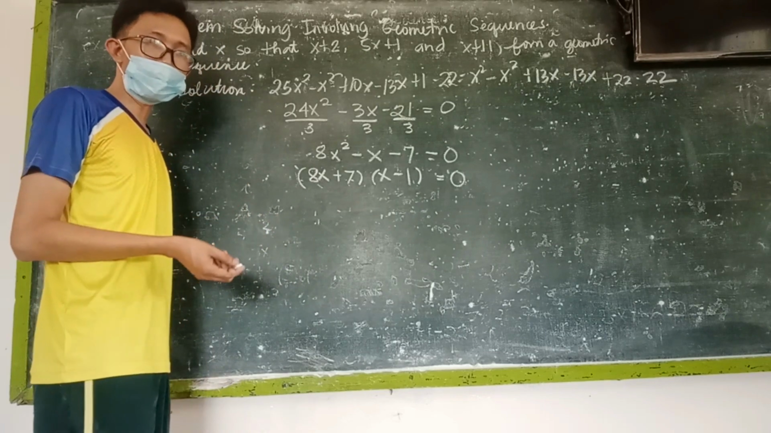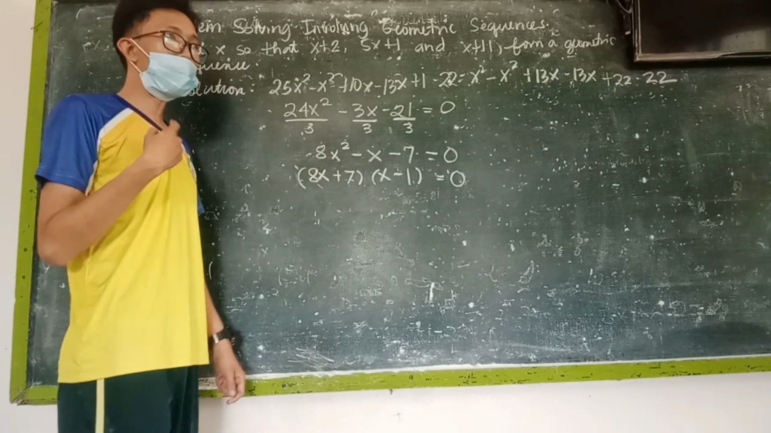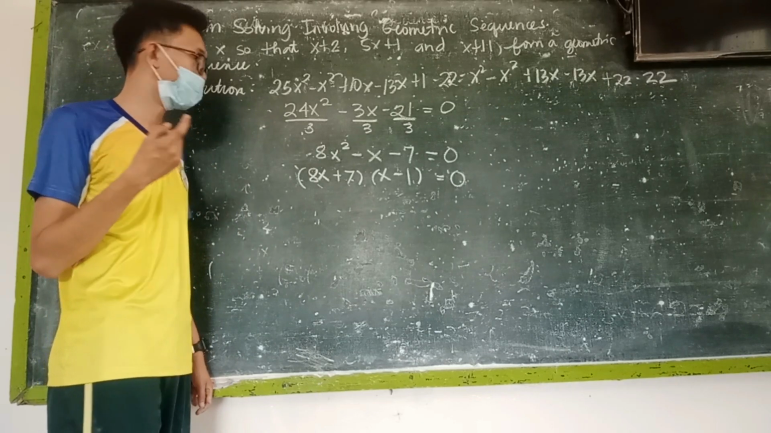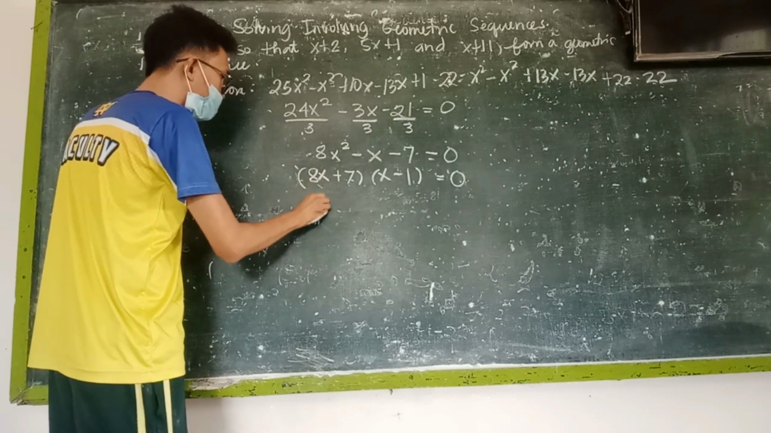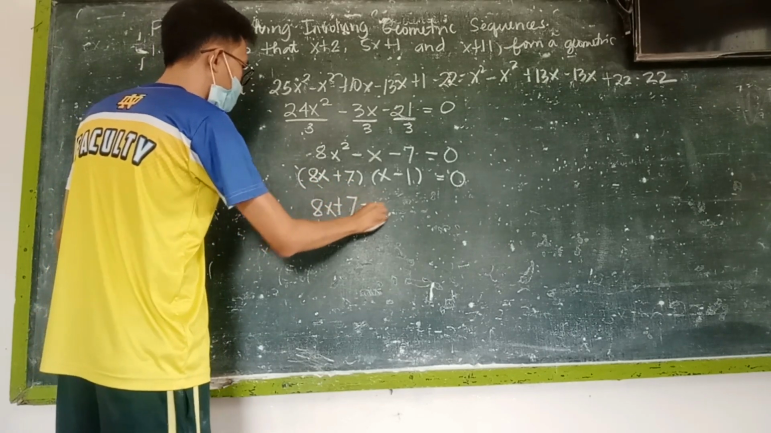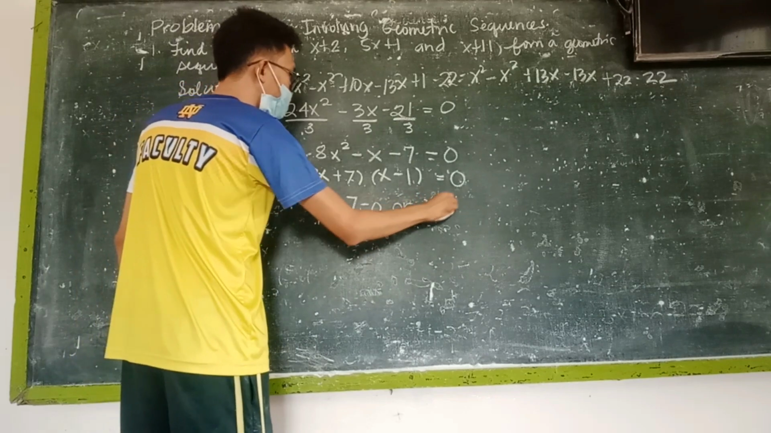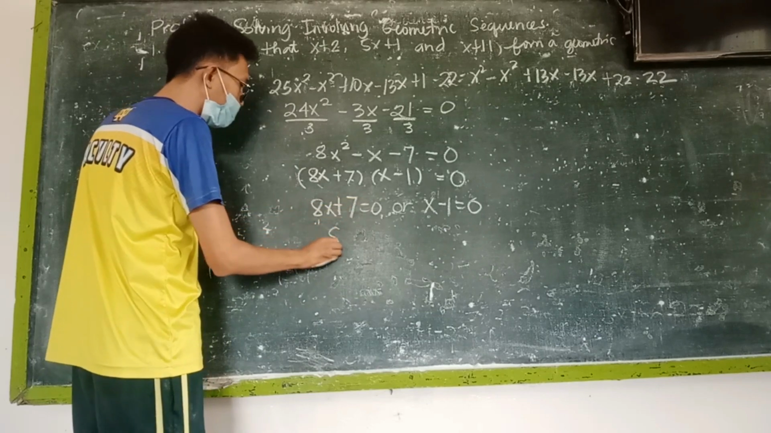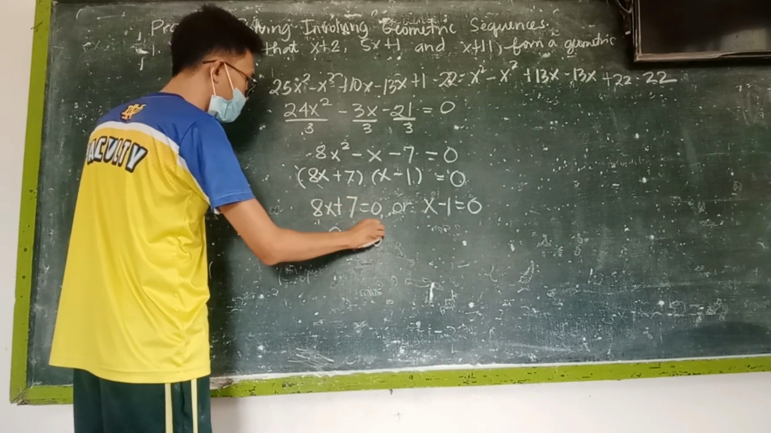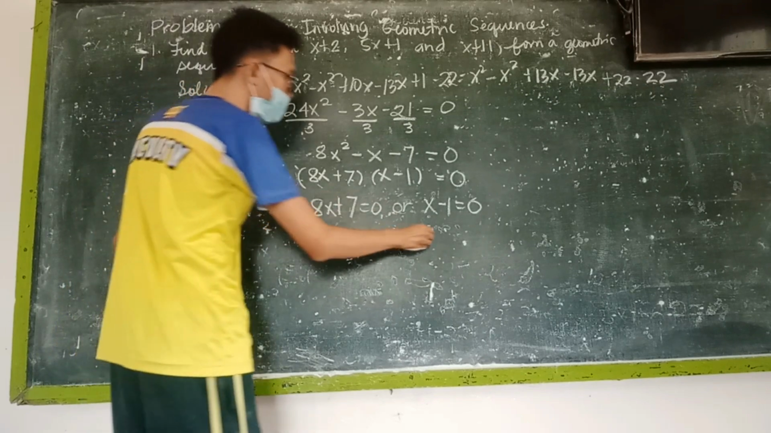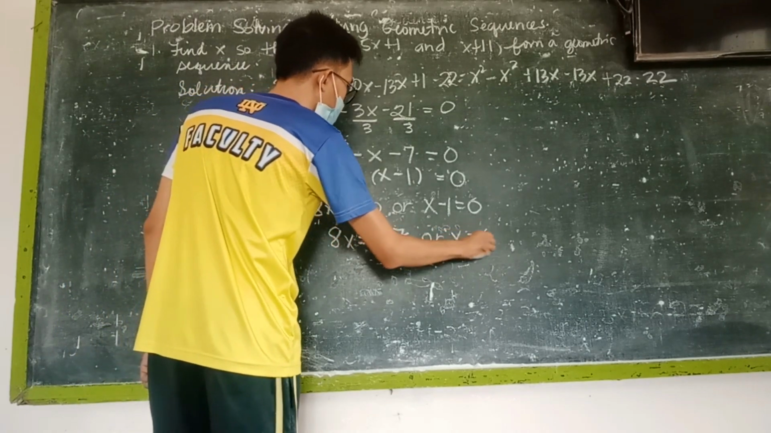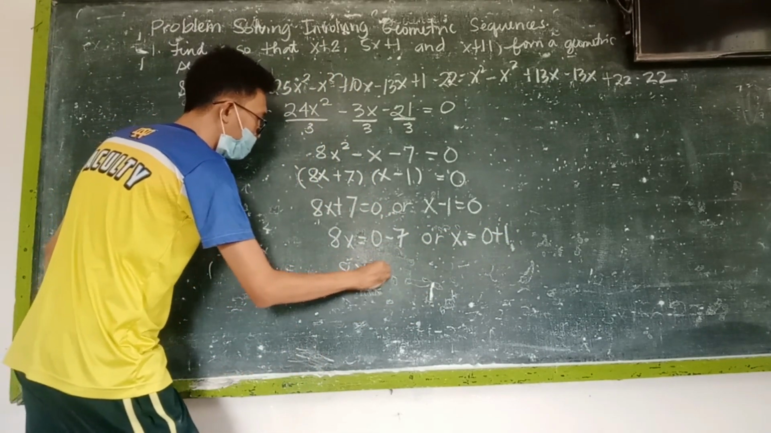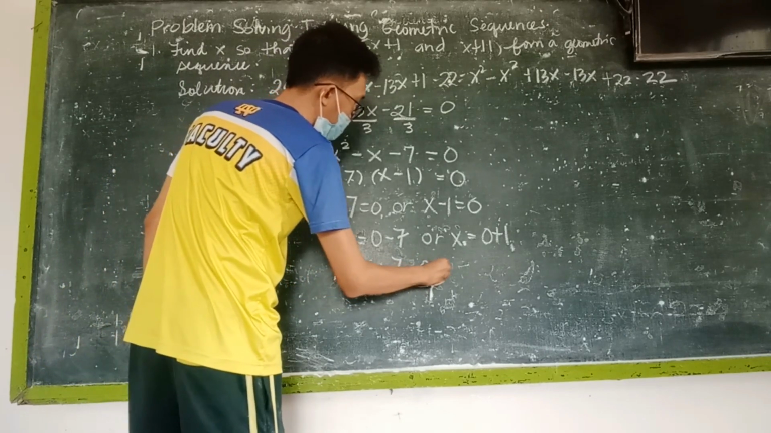So, by zero property, ibig sabihin, if A is equal to 0 or B is equal to 0, then AB is equal to 0. So, ito, i-equate natin sa 0. 8x plus 7 is equal to 0, or x minus 1 is equal to 0. So, ililipat ang 7 sa kabila, magiging 8x is equal to 0 minus 7. So, in-eliminate ko na kaagad. Or, x is equal to 0 plus 1. So, 8x is equal to negative 7, or x is equal to 1.